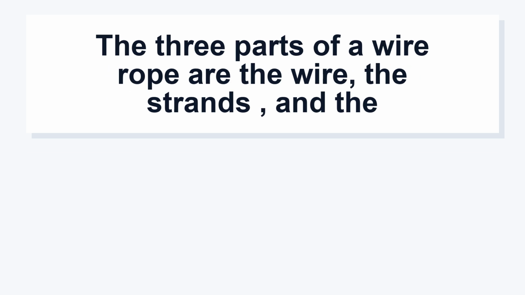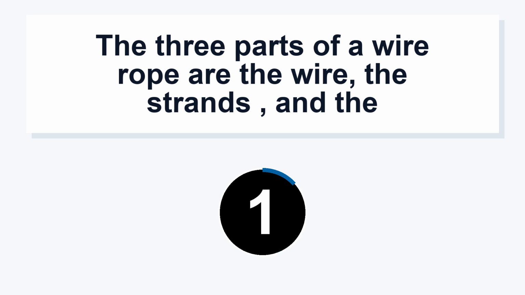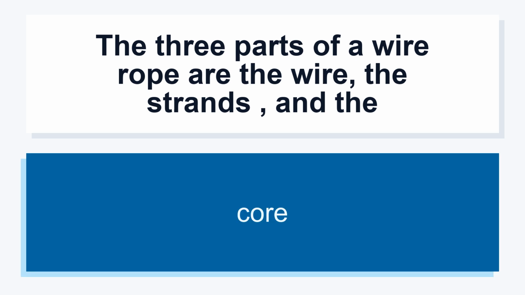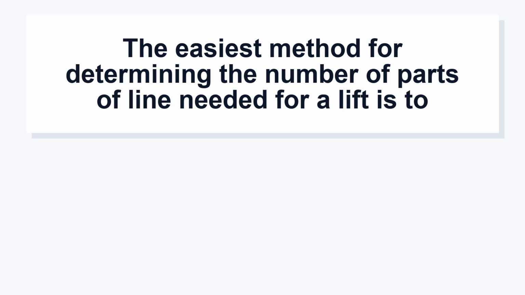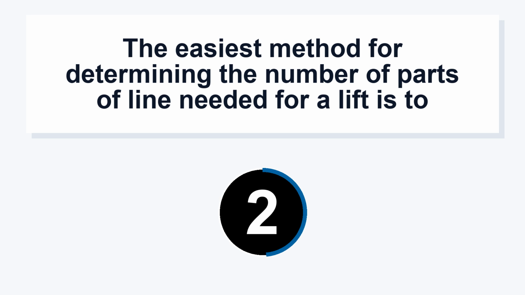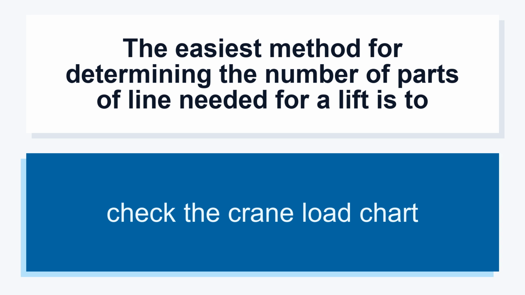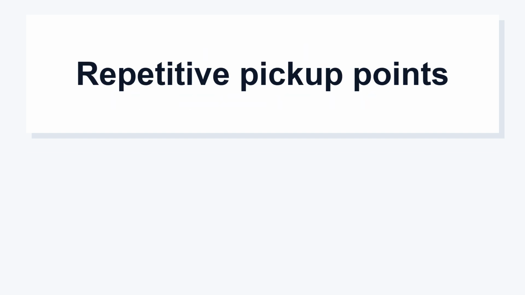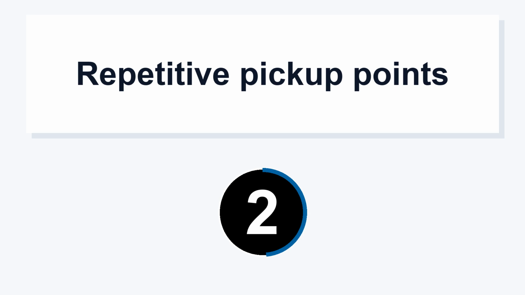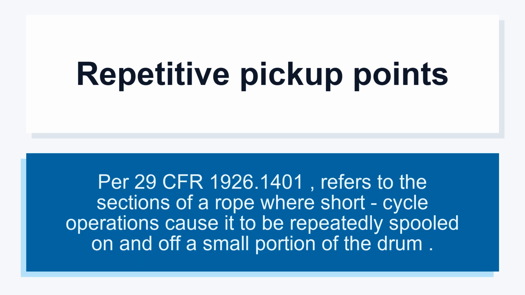The three parts of a wire rope are the wire, the strands, and the core. The easiest method for determining the number of parts of line needed for a lift is to check the crane load chart. Repetitive pickup points, per 29 CFR 1926.1401, refers to the sections of a rope where short cycle operations cause it to be repeatedly spooled on and off a small portion of the drum.